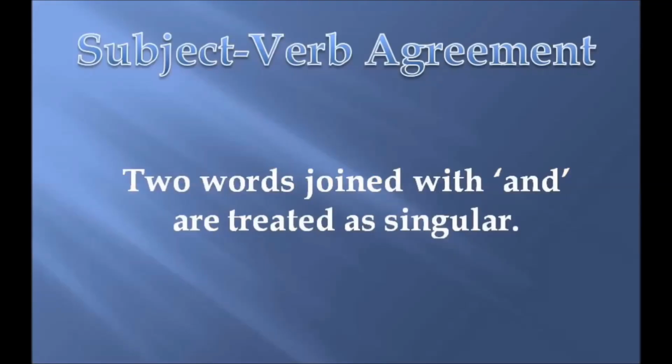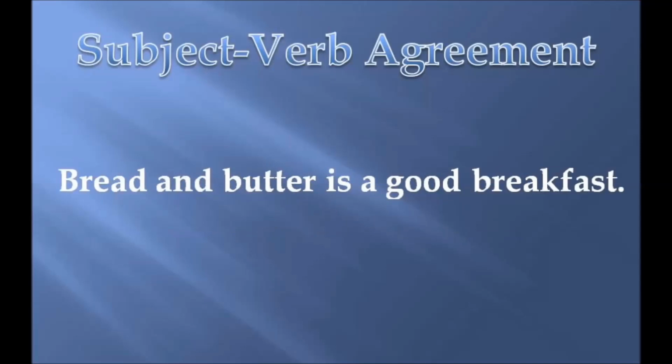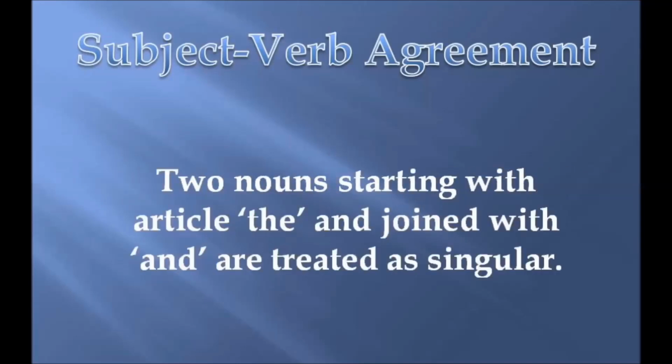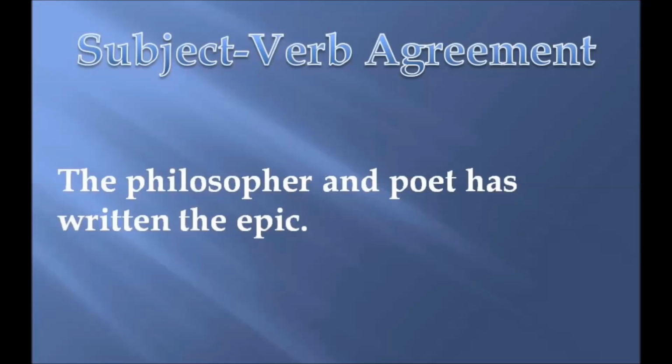Sometimes two words joined with and are treated as singular. Just see the following sentence. Bread and butter is a good breakfast. Here, bread and butter are treated as food. Again, sometimes when two nouns starting with the article the are joined with and, the subject is treated as singular. The philosopher and poet has written the epic. Here, the article the unifies two nouns for a single subject. Therefore, the subject is treated as singular.